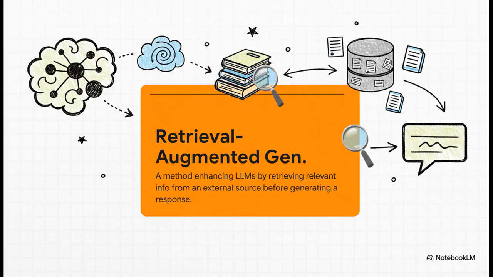Okay, so here's the official textbook definition. RAG is a method that makes a language model better by adding one critical step at the very beginning. Before it even tries to answer you, it first retrieves. It goes and looks up the most relevant, up-to-date facts from an outside source. The key is it looks things up before it speaks.